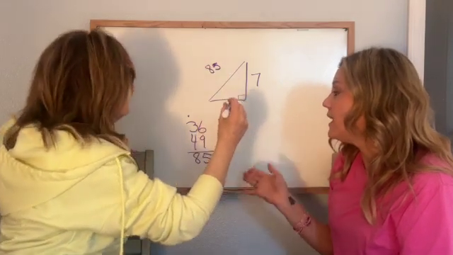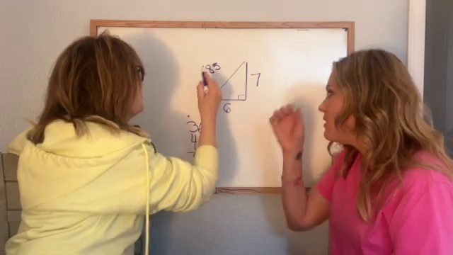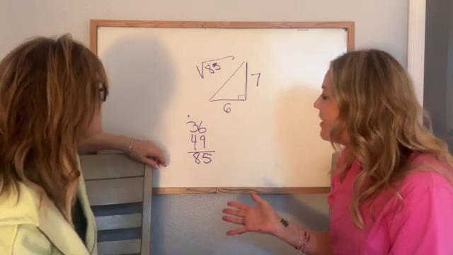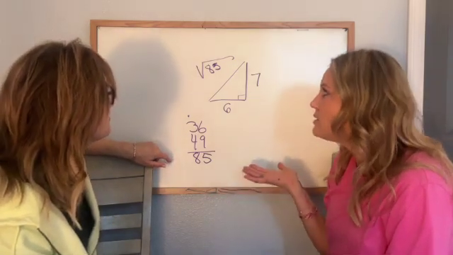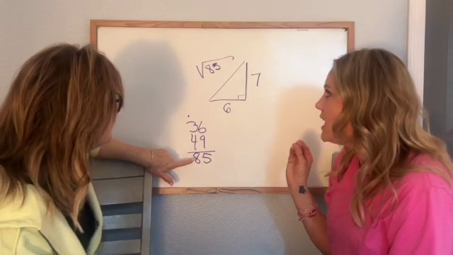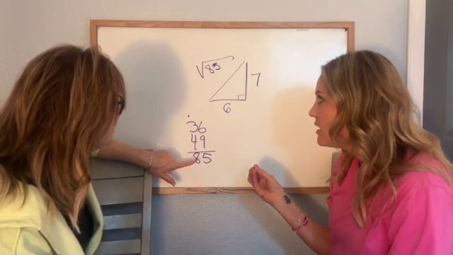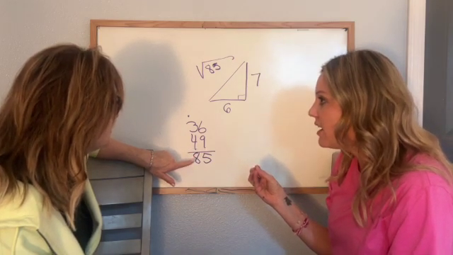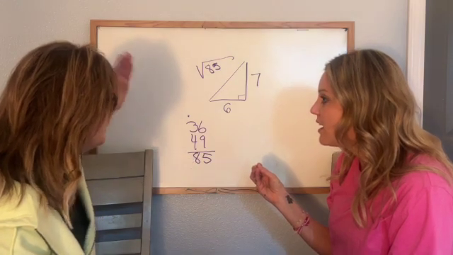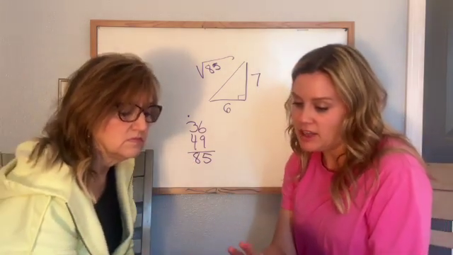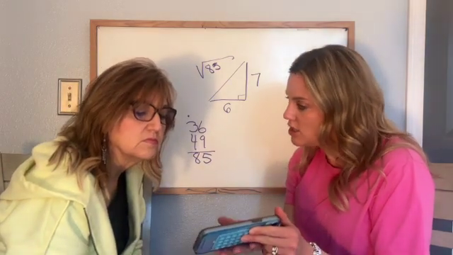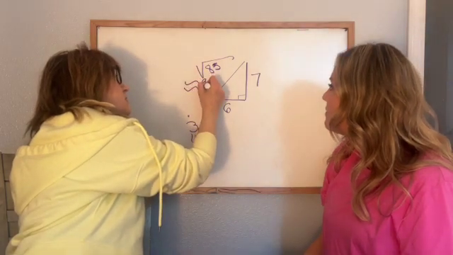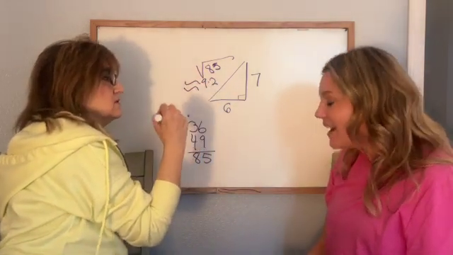But is 85 the length of that side? No, it's the square root of it. So we have to think of something times itself that's 85. Remember, this number is kind of close to the last one. 9 times 9 is 81, so is this going to be bigger or smaller than 9? It's going to be bigger. So we type in 85, square root it, and we get 9.2. So this is approximately 9.2. That's it? Yeah.